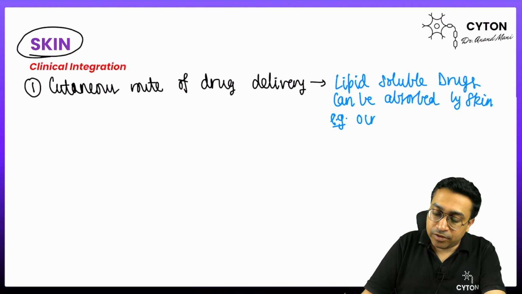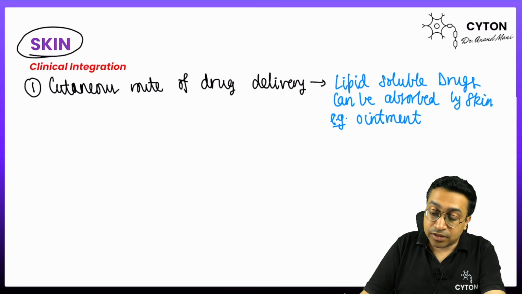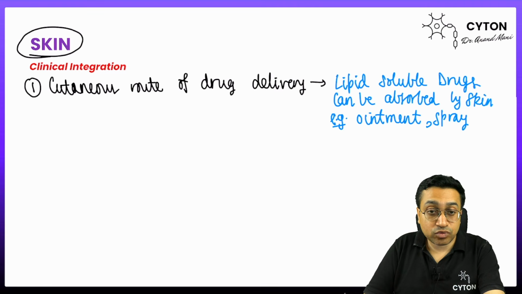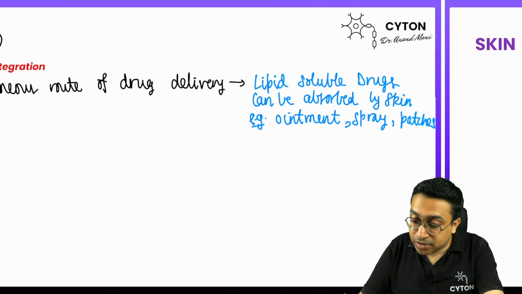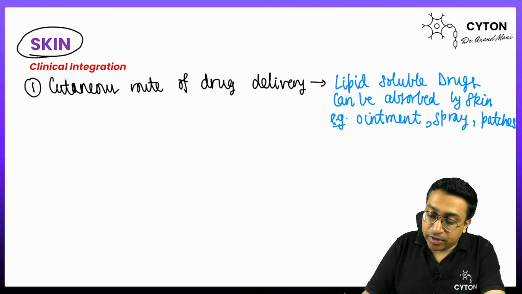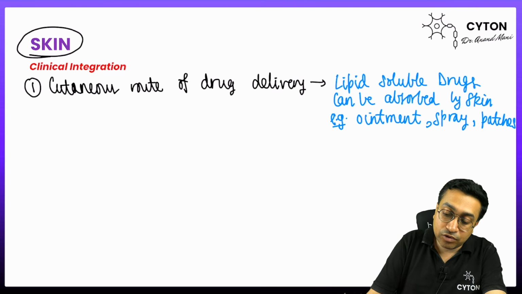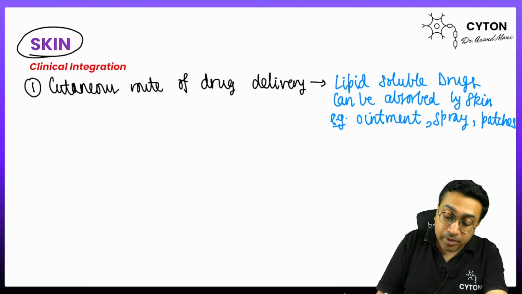Classical example you might have used also, the various ointments which we apply on the skin surface. If we have a cut or wound or anything, ointment. Then the sprays, the painkiller sprays also. Then we have certain patches which are used. So ointment, sprays, patches, all these are utilizing this cutaneous route of drug delivery. Then the mammary gland itself.